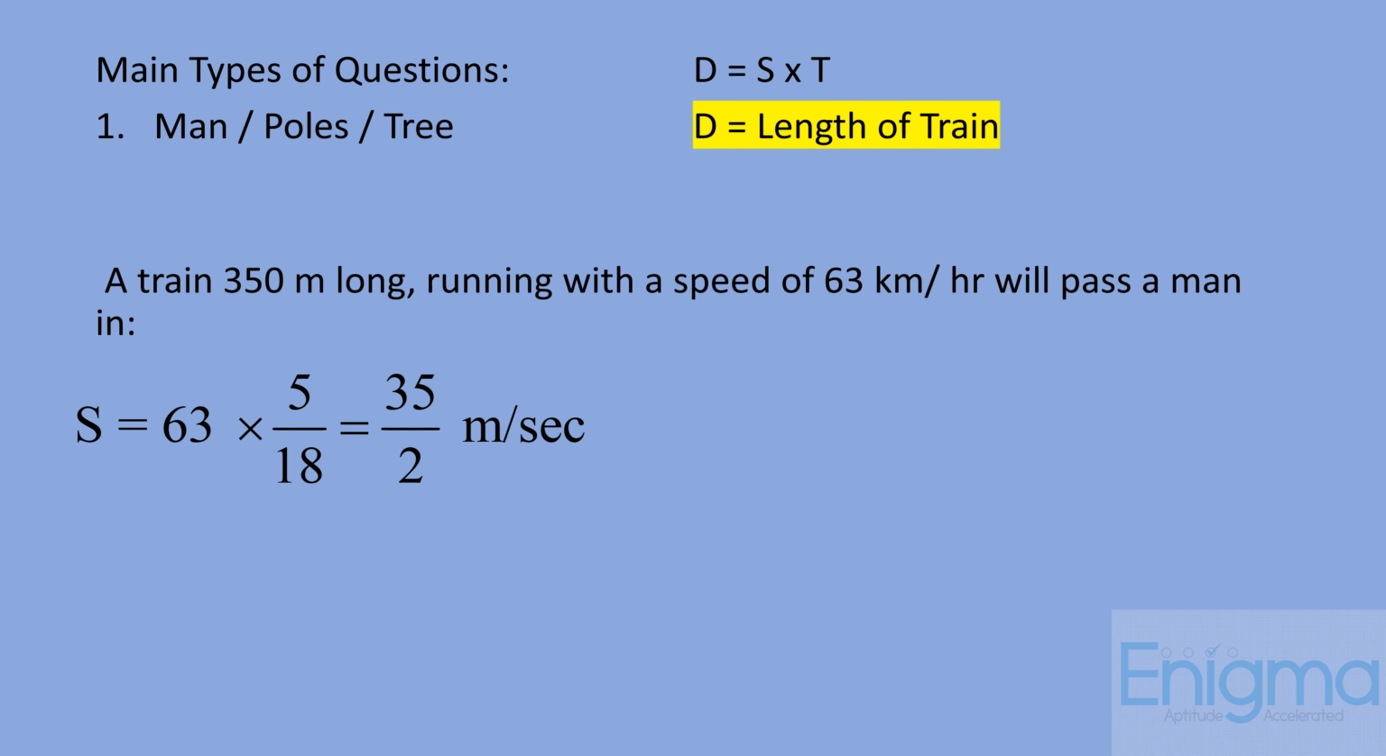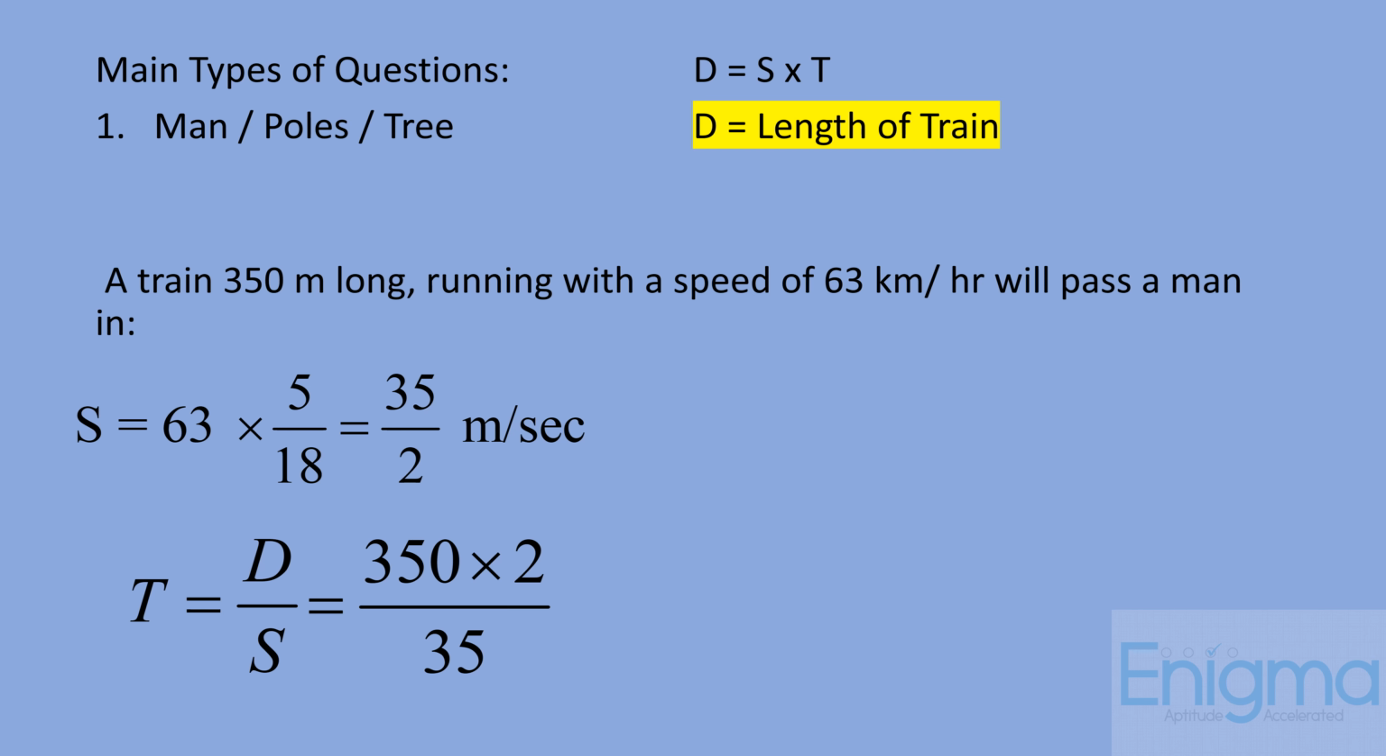So 63 into 5 by 18, we can reduce it to 35 by 2. Now time is equal to distance upon speed. So time is equal to 350 into 2 upon 35. So you can see here 35 and 350, they are very easy to divide. So therefore final answer is 20 seconds.